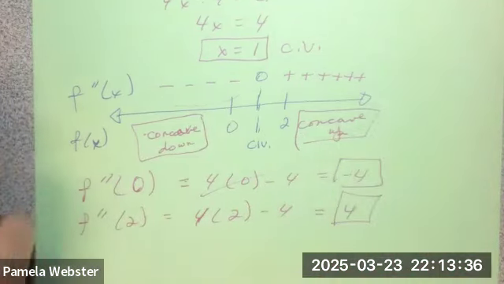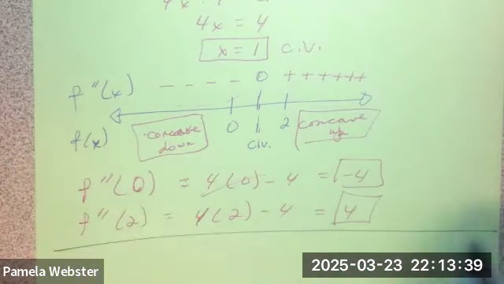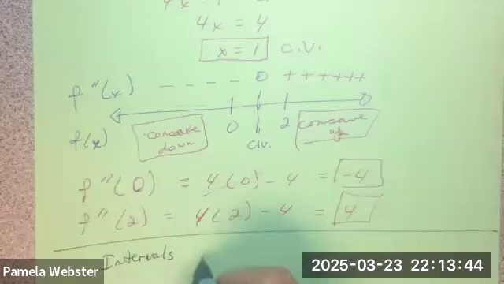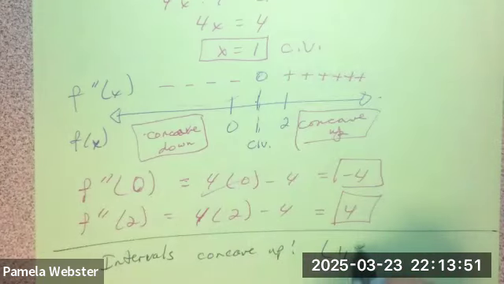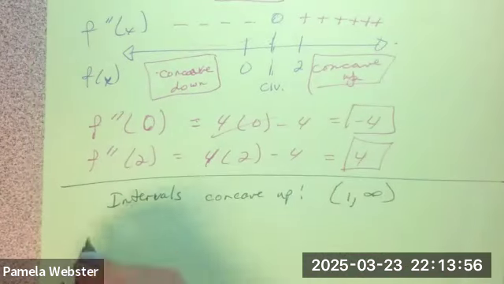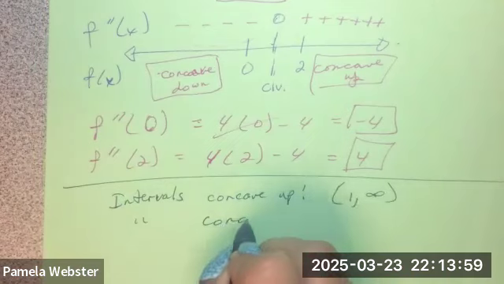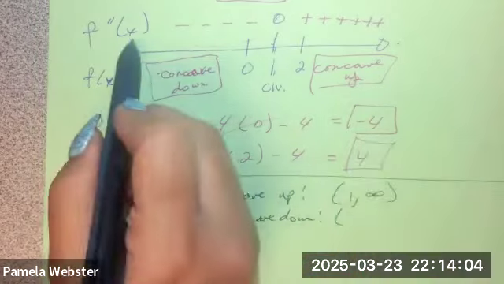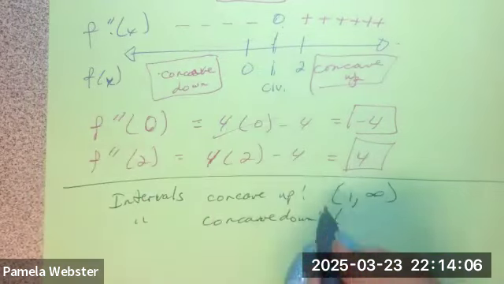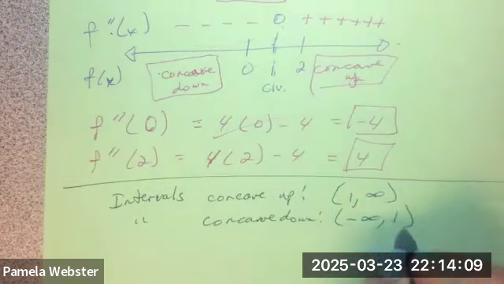Okay. So, intervals where it is concave up. We'll start over here at the 1 and go to positive infinity, right? And intervals where it is concave down. Actually started over here at negative infinity and came up to the 1, right? Okay. So I've got those two intervals.